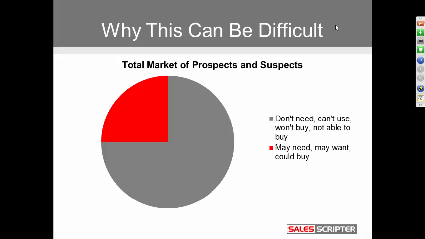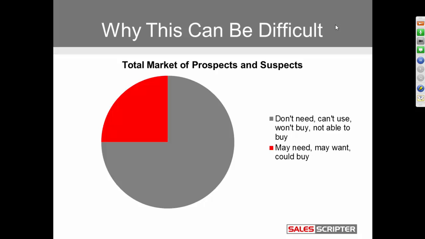The smaller piece, these are the people that may need it. They may want it, and they possibly could be able to buy it. Now, this is the smaller piece of the pie, and I want you to realize we're not saying these are the prospects that are ready to purchase. These are just the prospects that are in the vicinity of potentially being able to purchase from us.